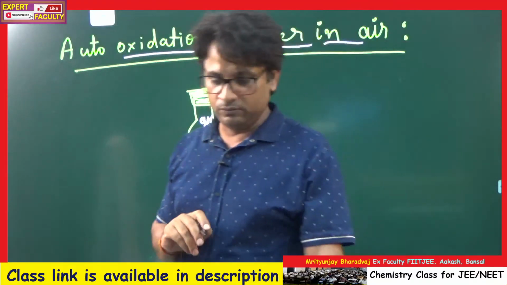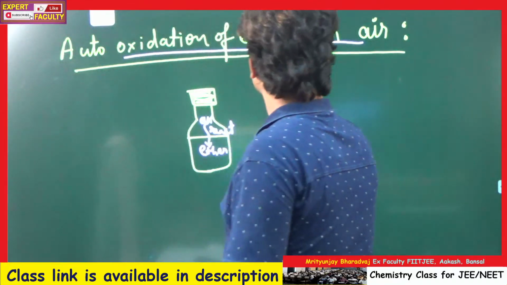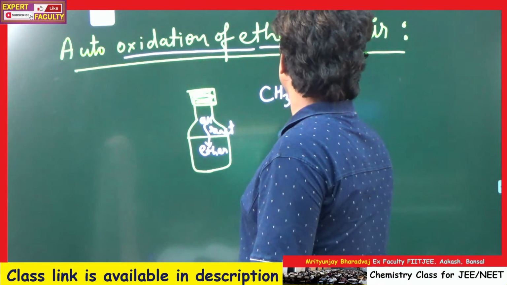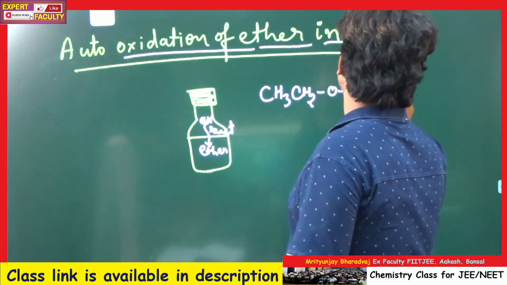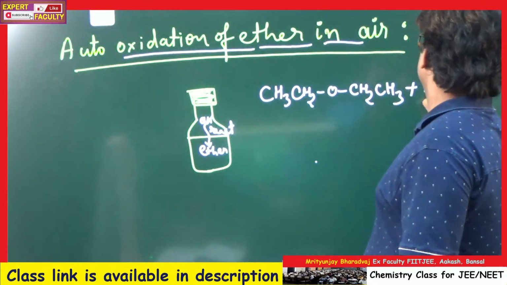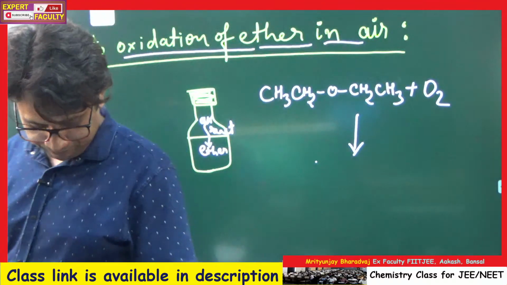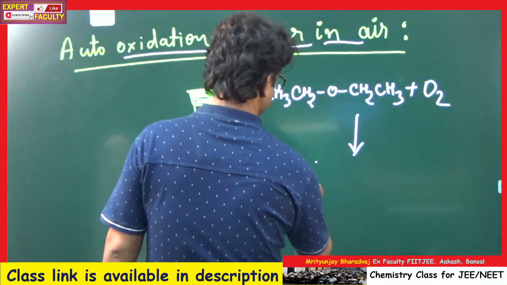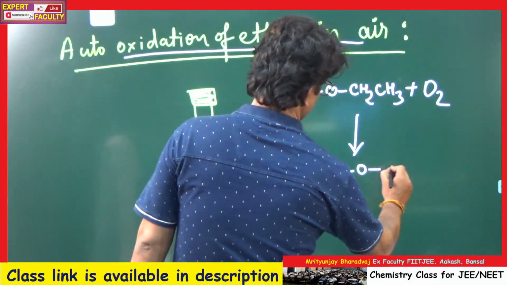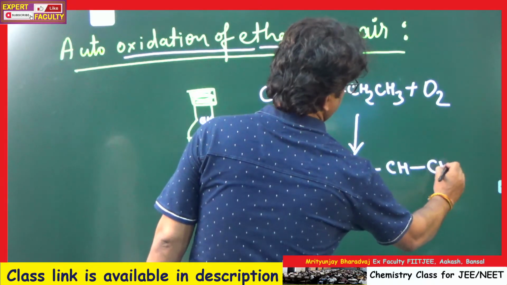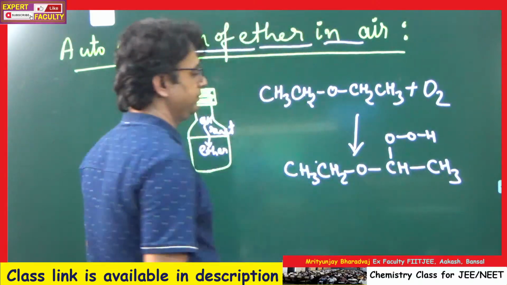Okay, so I am writing the reaction. CH3CH2OCH2CH3 reacting with O2 present in air forms CH3CH2OCH CH3. This will be the product.